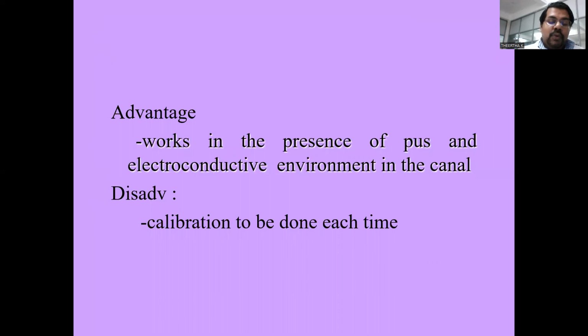Advantage of this, the most and the best thing about this generation, is it works in the presence of pus and electroconductive environment in the canal. All the other generations, we have to dry the canal, only then the apex locator can be used. The disadvantage, because this works in the presence of pus and electroconductive environment, is that calibration has to be done every time.